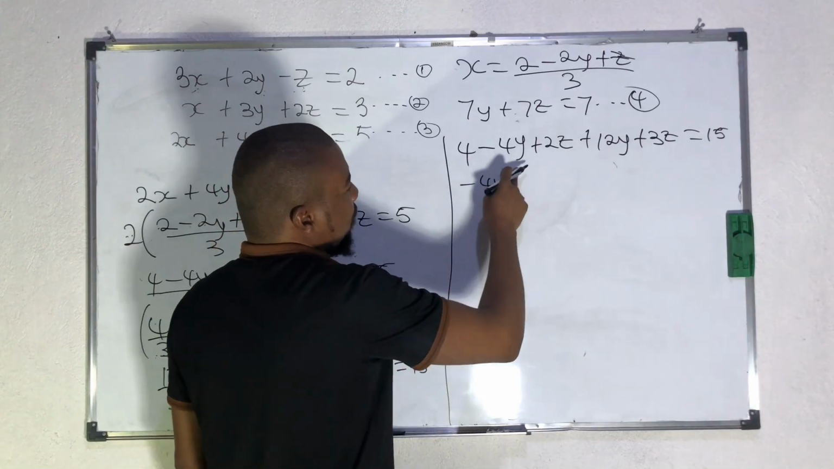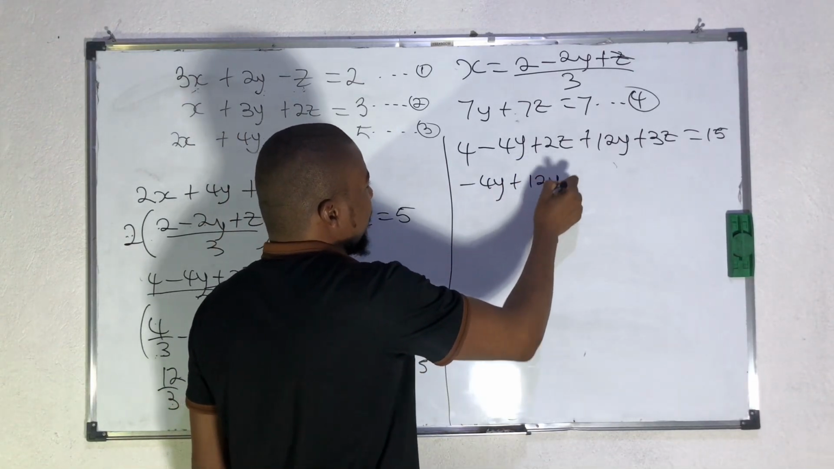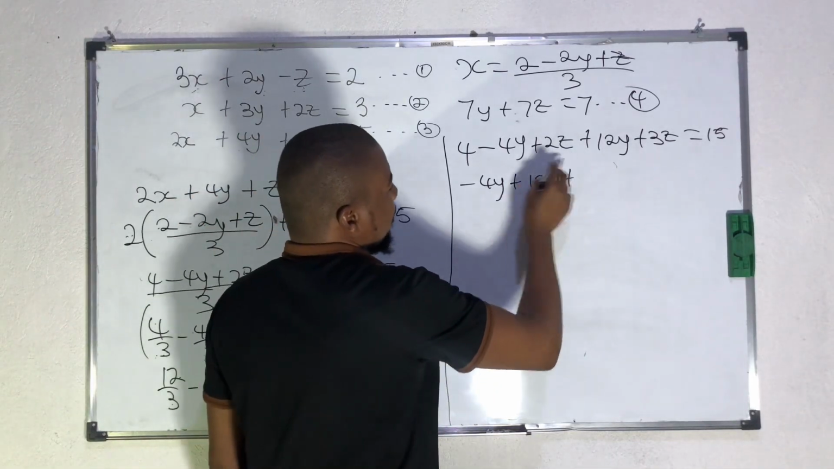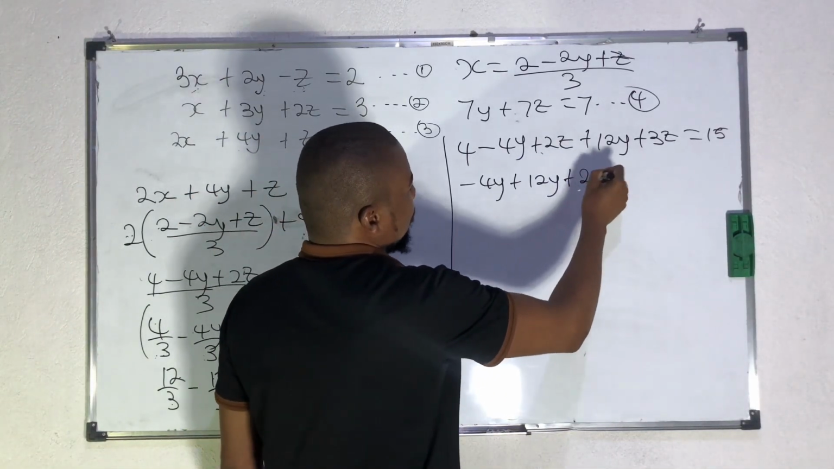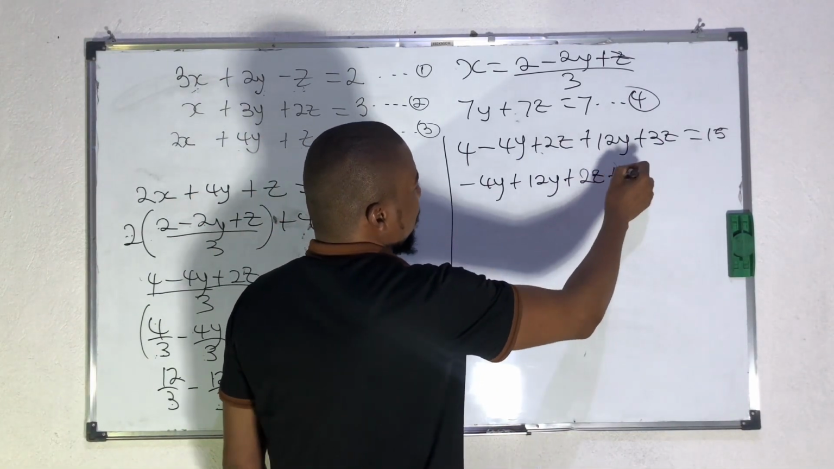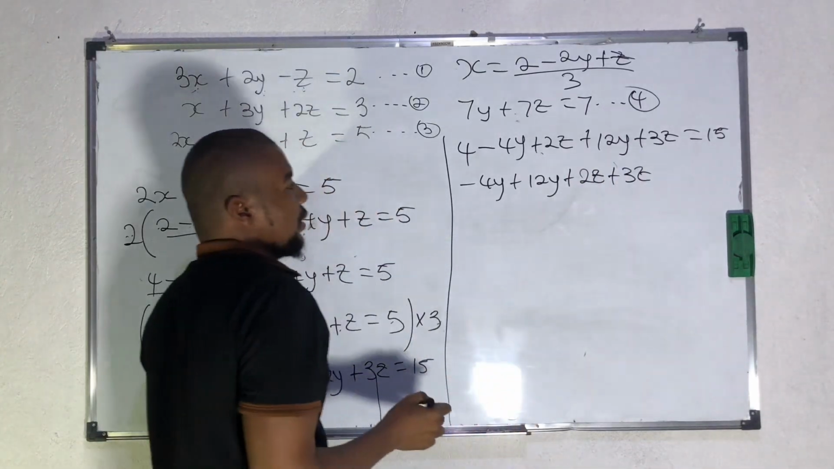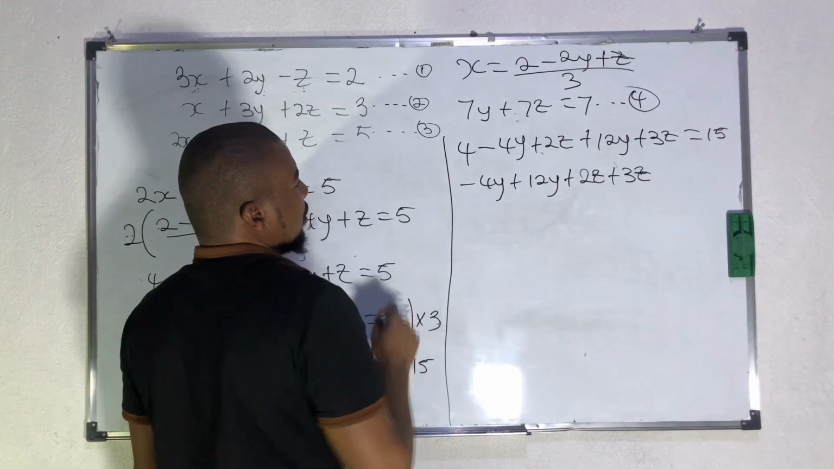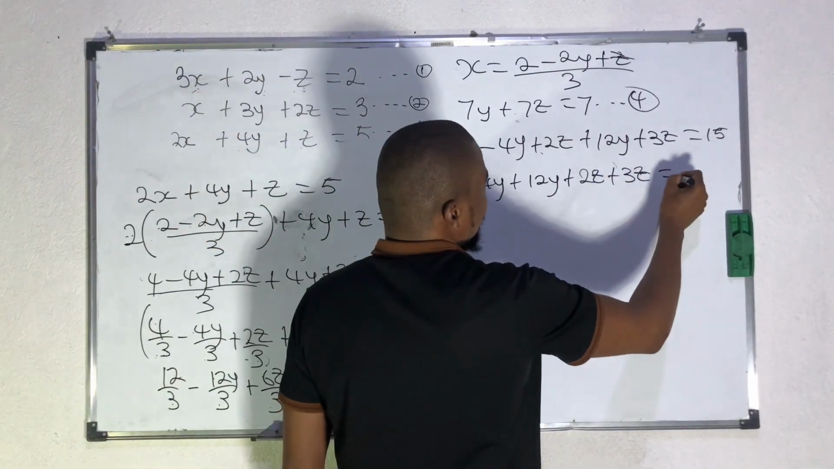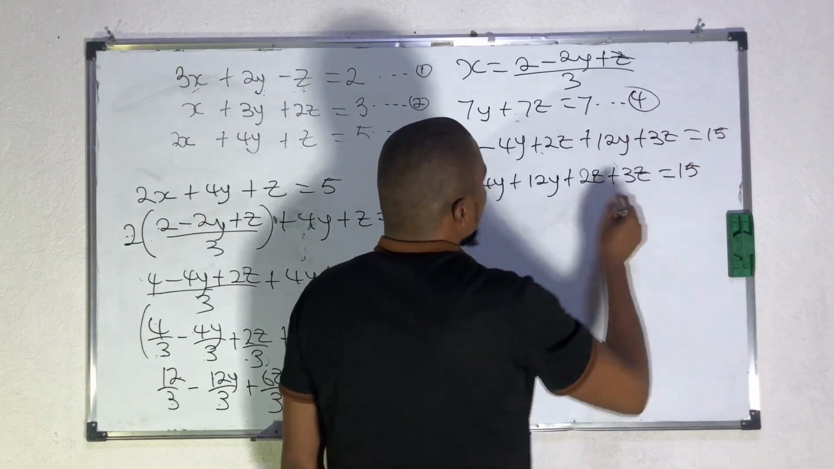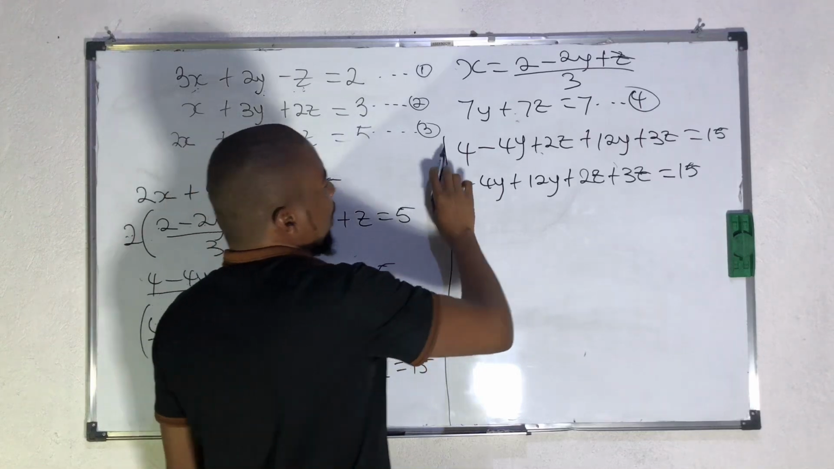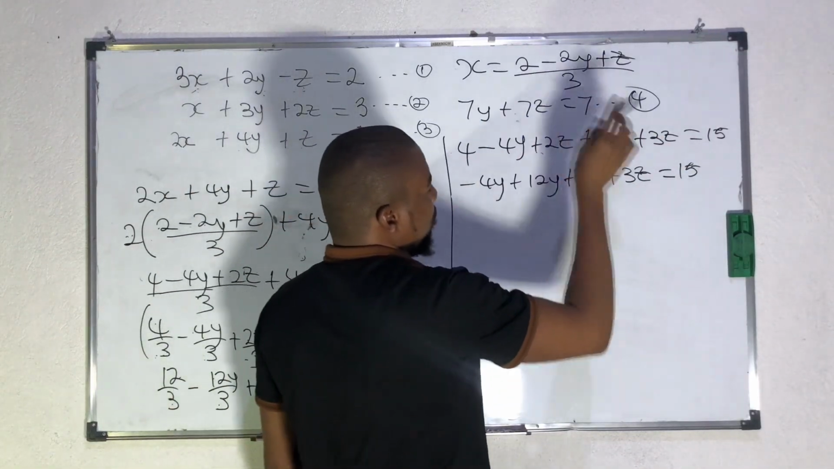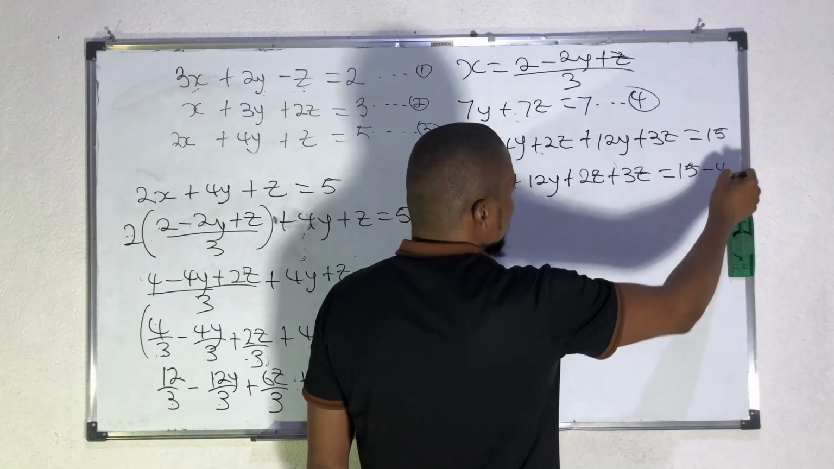Here we have negative 4y plus 12y. And let me copy down the z. The first z we have here is 2z. The other one is plus 3z, right? This is the z. We have the constant, which is 4. I will say this is equal to 15. What do I do to this 4? I'll transfer it across the equality sign. It's a plus 4 here. If it crosses over, it now becomes a minus 4.